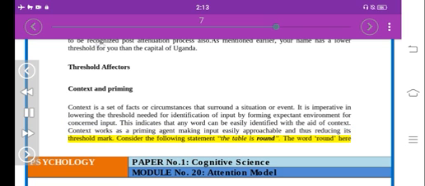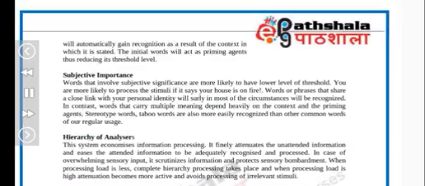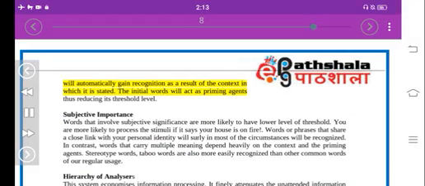Consider the following statement: the table is round. The word "round" here will automatically gain recognition as a result of the context in which it is stated. The initial words will act as priming agents, thus reducing its threshold level.